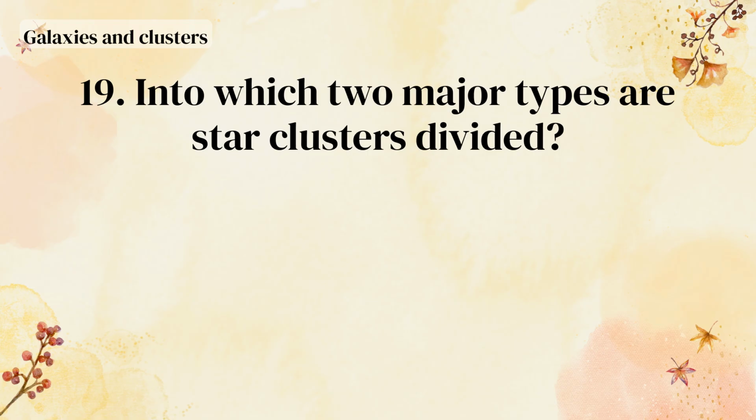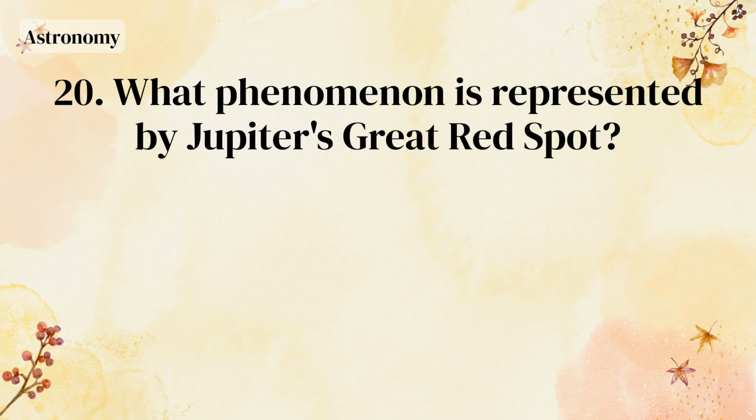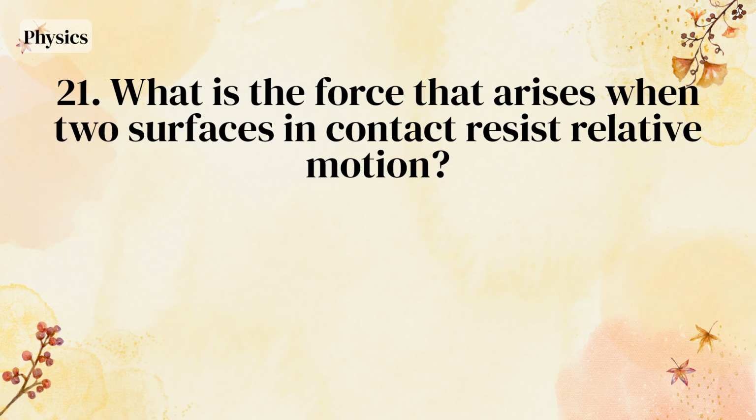Into which two major types are star clusters divided? Open clusters and globular clusters. What phenomenon is represented by Jupiter's Great Red Spot? Vortex storm. What is the force that arises when two surfaces in contact resist relative motion?